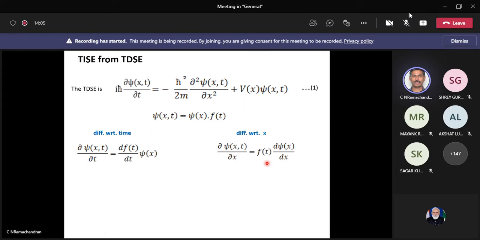But in this case, I will do a second derivative, because on my right side you can see the second derivative. If I do that second derivative, d square by dx square of this, again f of t is a constant. So d square by dx square of psi of x f of t is nothing but a constant multiplied with the second derivative acting on the function, so f of t into d square by dx square of psi of x.